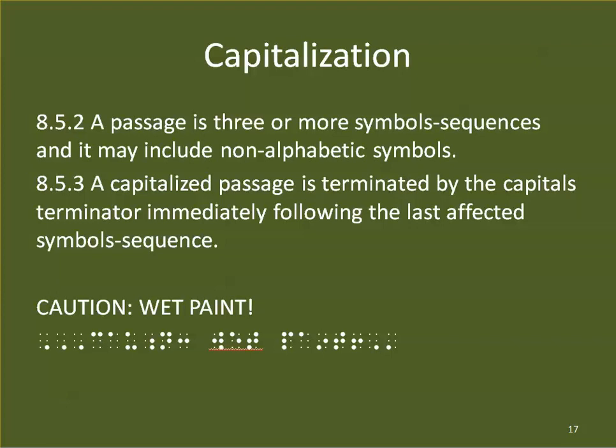So we have here an example: caution, colon, space, wet, space, paint, exclamation point. None of that interferes with the capitalization in a passage mode. So we have 3 cells of capitalized, 3 cells of dot 6, and then it's understood to be capitalized letters until we explicitly end it at the end with dot 6, what's being terminated, and a dot 3. So the colon, the spaces, nothing affects that at all.